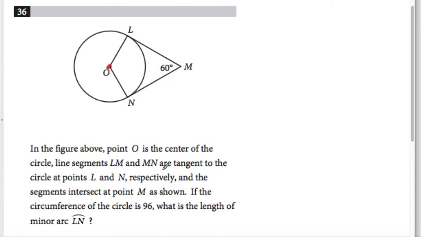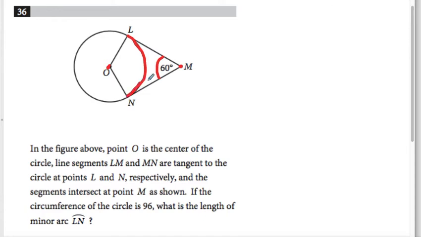All right, so it says in the figure above, point O is the center of the circle. Lines LM and MN are tangent to the circle at points L and N respectively, and the segments intersect at point M. So they're basically saying that these lines are tangent to the circle, and they're coming from the same point. And it looks like they're telling me that this angle then is 60 degrees. All right, and it says if the circumference of the circle is 96, what is the length of minor arc LN? So they're asking for the length of this piece right here.